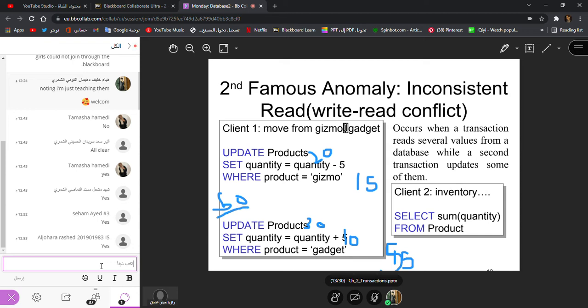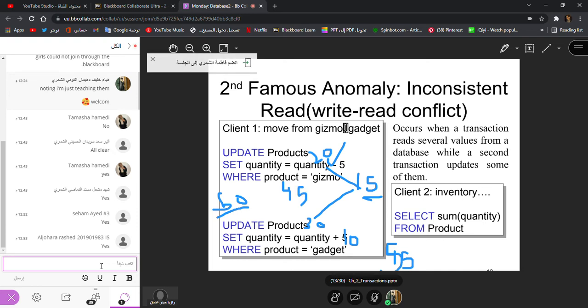But what happened is that when the transaction one finished this part, where the Gizmo was 20 minus 5, it became 15. Okay, so this one is updated to 15. And another transaction came and said, give me the sum of all the quantity of the product table. So this one is 15 and this one is 30 because it is not finished yet. So this will become 30 and 45, right?